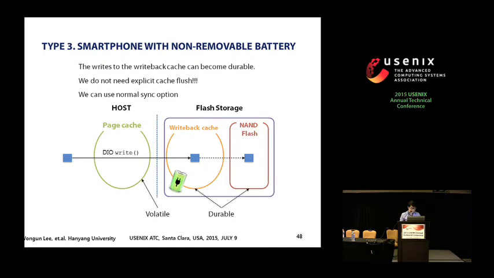The third optimization assumes a non-removable battery in the smartphone. Such a case potentially makes direct I/O write a persistent write even without the full sync option of SQLite. The logs in the write back cache of the storage can survive a warm failure as long as the power supply leaves some slack on the flash storage.